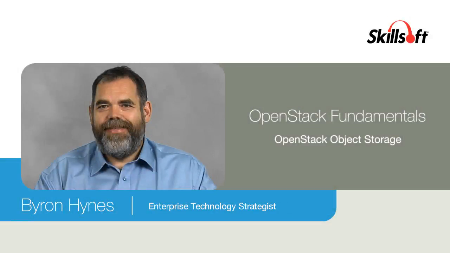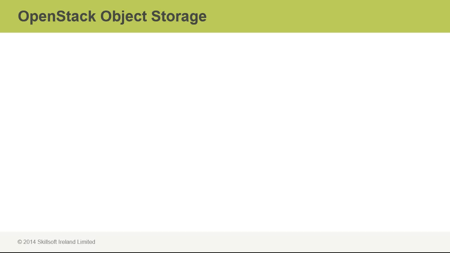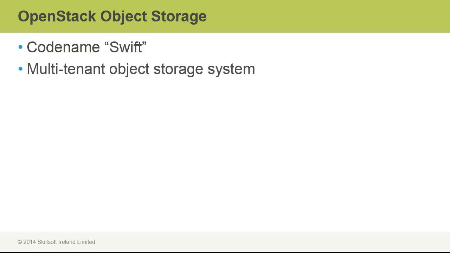In this video discussion, we're going to talk about OpenStack's object storage. Object storage in OpenStack is designed to provide a way to store large amounts of objects, each of these objects being fairly static and being able to be identified by a unique URL. The OpenStack object storage is codenamed Swift, and so you'll hear it frequently referred to by that codename of Swift, and it's a multi-tenant object storage system.